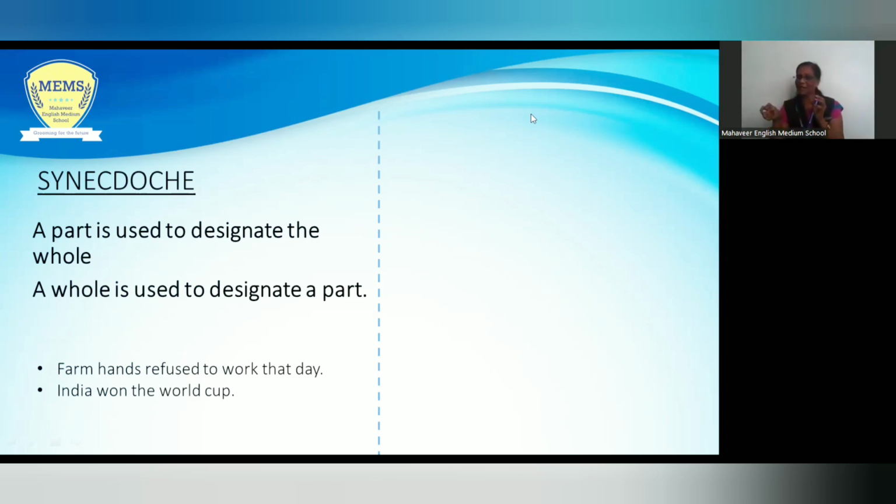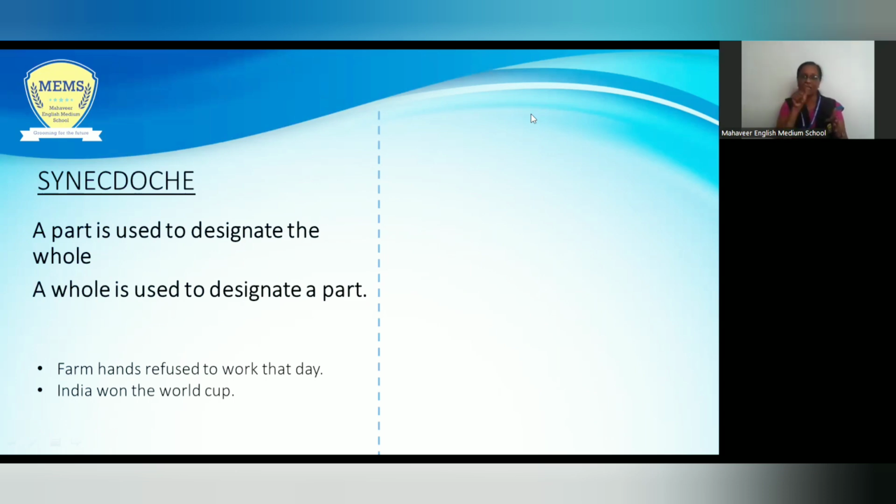For example, if I say, the farm hands refused to work that day. The farm hands are the hands of the farmers. So, did only the hands refuse or the entire farmer refused? The entire farmer. It is for us to understand. So, a part, hands, is used to designate the whole, the farmer. Hence, it is part for the whole, synecdoche. I come to the next.